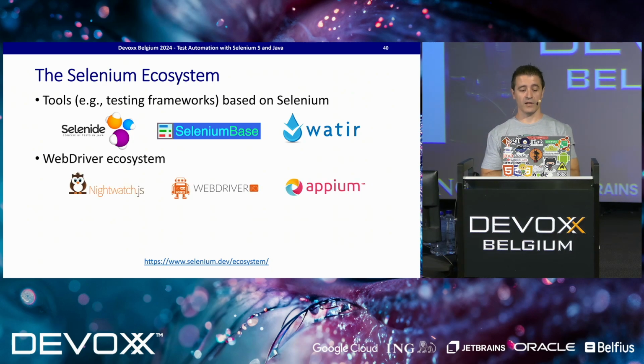Then we can start talking about the WebDriver ecosystem, right? Because this specification is great not only for Selenium, but also for other tools. For example, Nightwatch, which is JavaScript, WebdriverIO, which is also JavaScript, and Appium, which, well, this time is for mobiles. So Appium, under the hood, also uses this WebDriver specification, which is, I believe, good news.